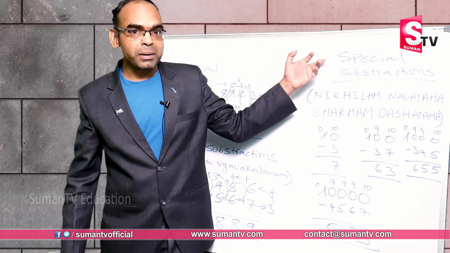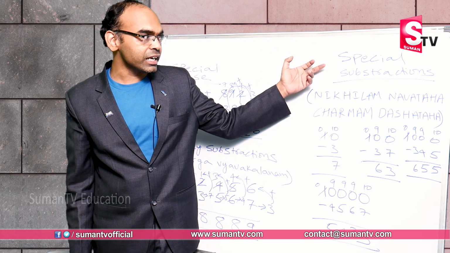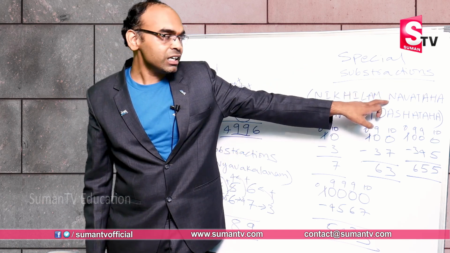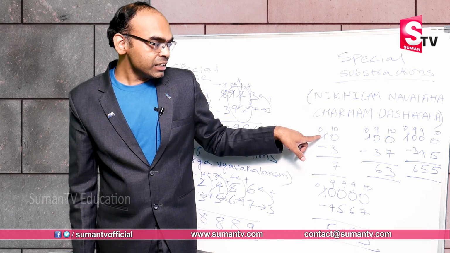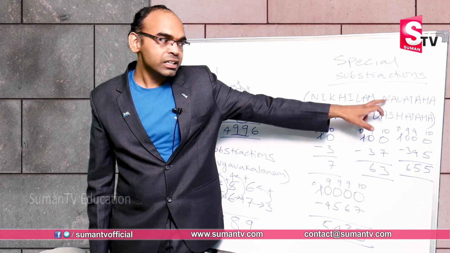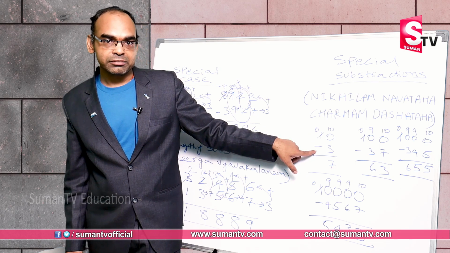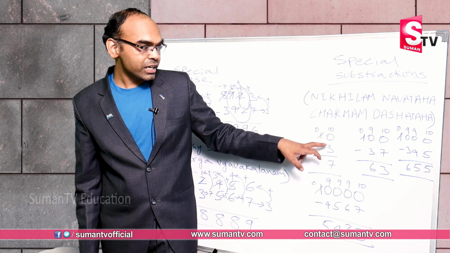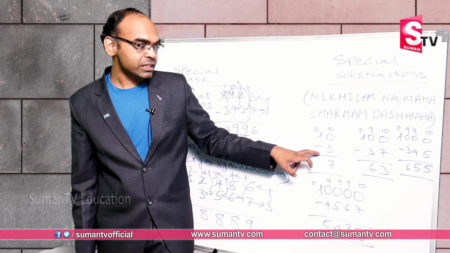Next, we will see special subtractions. These are called special subtractions in English. In Vedic maths, we call this method Nikilam Navataha Charamam Dashataha, that means all from 9, last from 10. Here, if you see 10 minus 3, we will do last from 10. 10 minus 3 is 7.